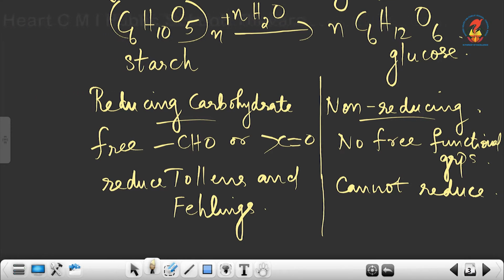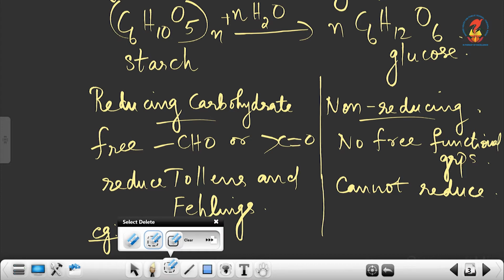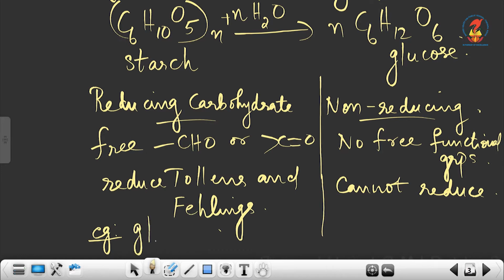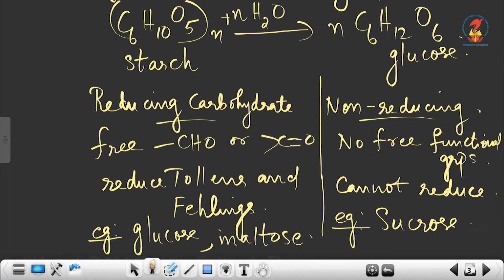And examples for reducing carbohydrate are glucose and maltose, they are reducing. And a non-reducing carbohydrate example is sucrose. So these are the examples for reducing and non-reducing carbohydrates.